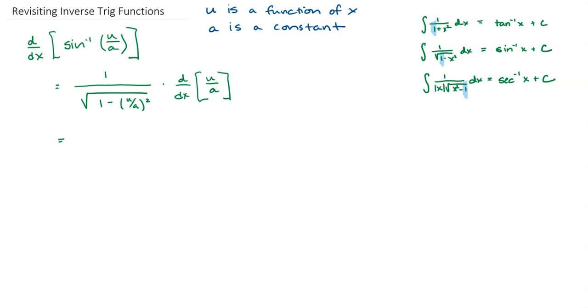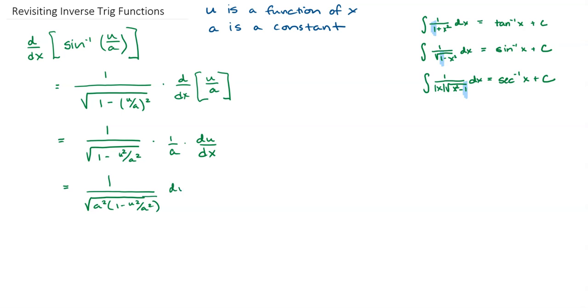It's going to turn out to be useful to square the u over a. And this derivative of the baby, 1 over a, is just a constant, and then we get times du dx. And notice that multiplying by 1 over a on the outside of the square root would be the same as multiplying by a squared inside the square root. And distributing. And now we've gone from having a 1 here to having something other than a 1.